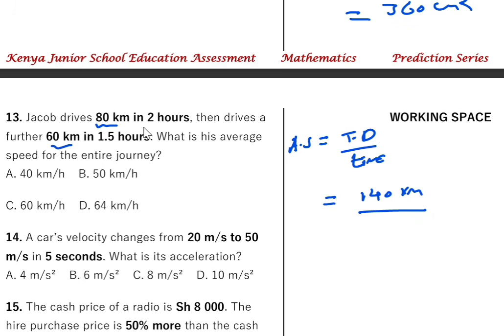We divide by time taken, we add the total time taken. So 2 hours plus 1.5 hours, we get 3.5 hours. If you divide 140 by 3.5, you see it is 40 kilometers per hour. So the average speed is 40 kilometers per hour. And therefore, the answer is A.